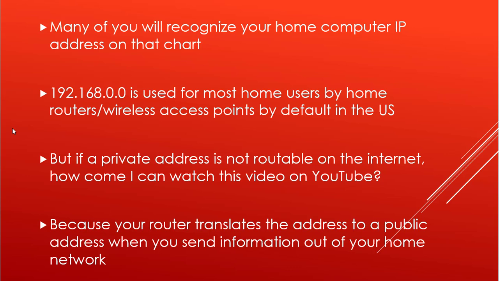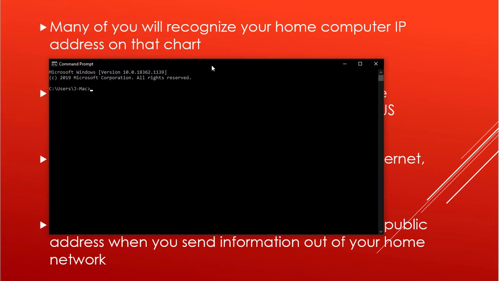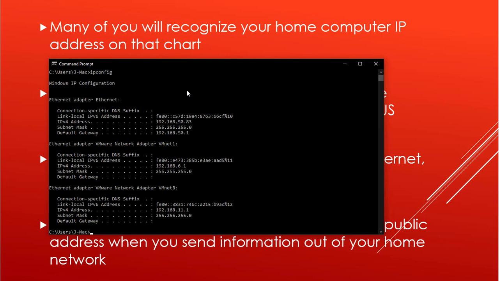But if a private address is not routable on the internet, how come I can watch this video on YouTube? Well, that's because your router translates that address to a public address when you send information. So let me kind of show you an example. I'm going to go to my search bar, type in CMD for Charlie Mike David or command prompt, and bring that up. Now if I do an ipconfig, you see my address is 192.168.50.83. And my default gateway, which points to the closest router, is 192.168.50.1. So we know the 192.168.50 is my network, 83 is my unique IP address, and .1 is the unique IP address of the router.